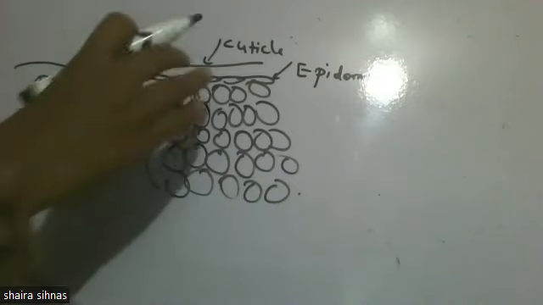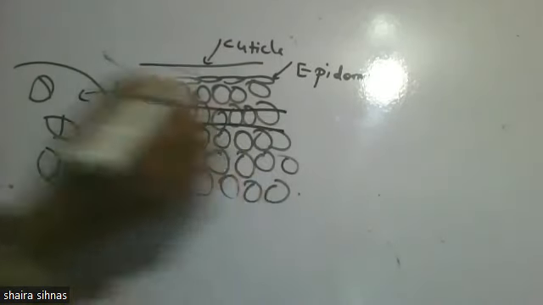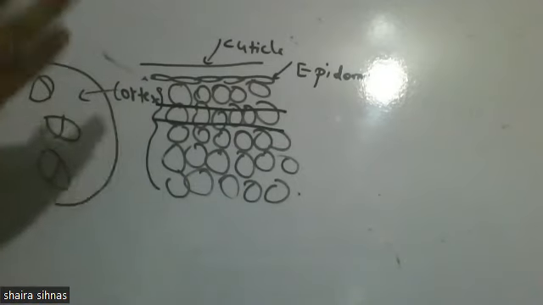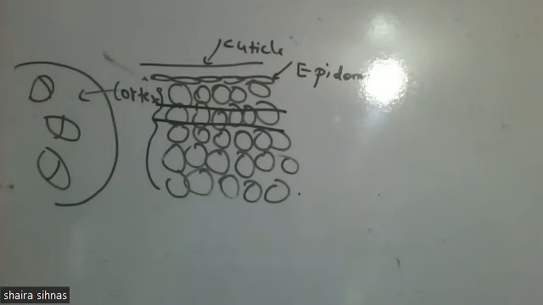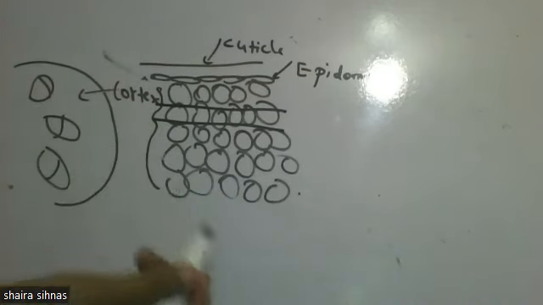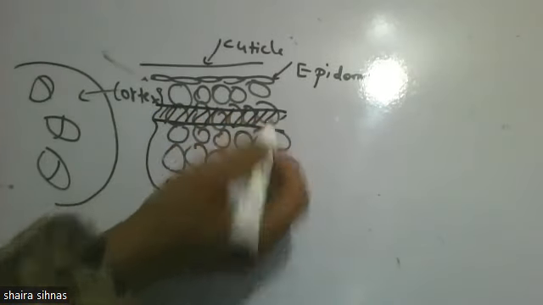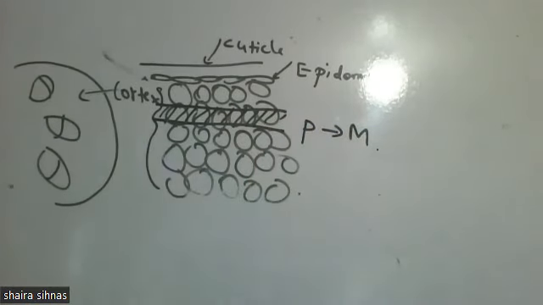So we have already learned this is the cortex part, right? So here, one of these layers, I will mark like this. One of these layers, right? It is going to de-differentiate again. Normally, we know in the cortex we have parenchyma cells. So here again, the parenchyma cells are going to be converted into the meristematic. Parenchyma is a permanent tissue. That permanent tissue here is going to again de-differentiate. De-differentiate means that parenchyma is going to become meristematic tissue, right?